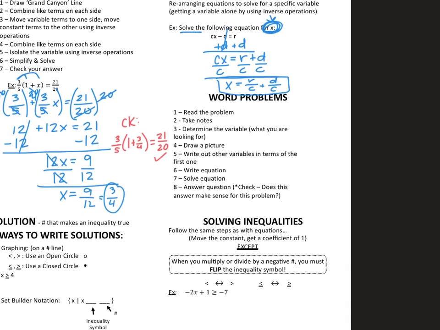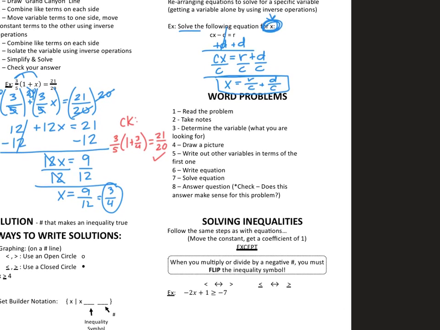Next, we're going to talk about word problems. We're not going to do an example here, but just go through the steps. First, you want to read the problem and take notes while you do that. You can underline, box things, draw little pictures, whatever. Next, you're going to determine the variable, figure out what you're looking for. Remember, variables represent unknown values.